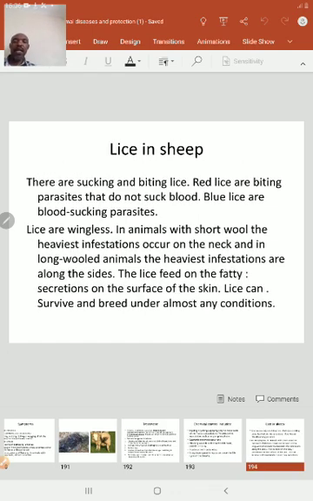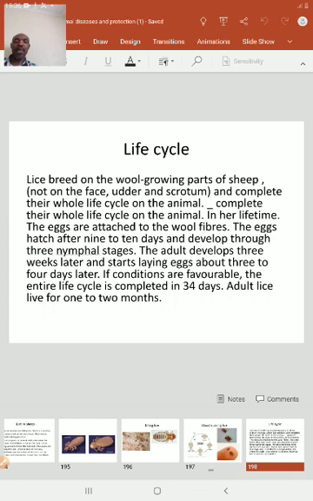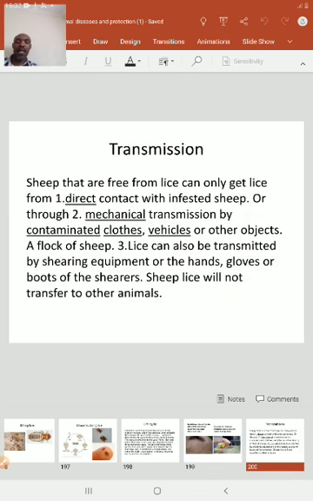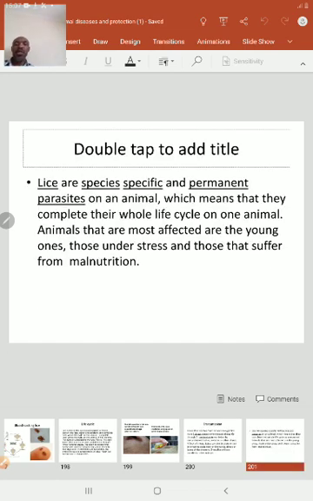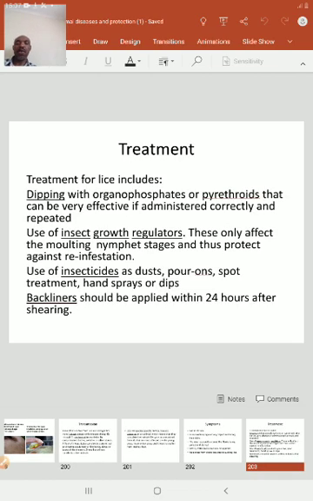In lice, there are sucking lice and biting lice. Some lice are wingless, as you can see. There's a biting lice. There's a blood-sucking lice, and the life cycles. So transmission can be direct, that is with an infested sheep, or mechanical, that is through contaminated clothes, vehicles, or other objects. So lice are species specific, that is, a lice for sheep will not survive on cattle, and a lice for cattle will not survive on sheep. Symptoms: skin irritation and all those.